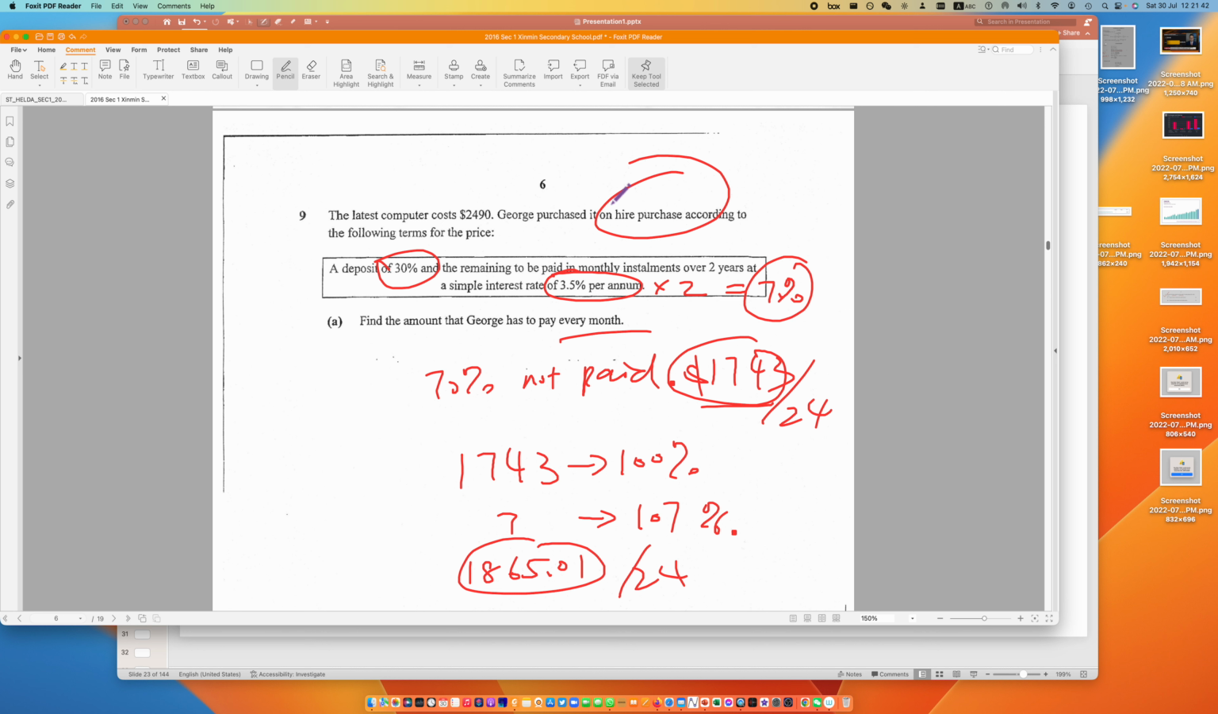Simple. So what if this is 4% for 3 years? The 70% plus the 24%, divided by 3 years, right? Then you tell me 4%. Exactly. So basically you need to pay 12% extra, right? So basically 100% is 1743. Now you need to pay 12% extra. So you need to find out 112% is how much. And then you get the total, then you divide by 3 years. So 3 times 12, 36 months. This is called hire purchase.